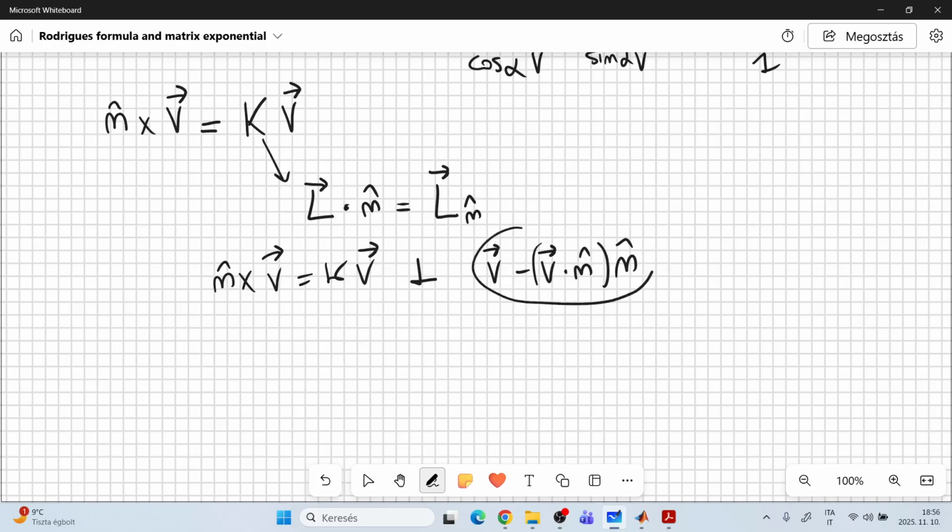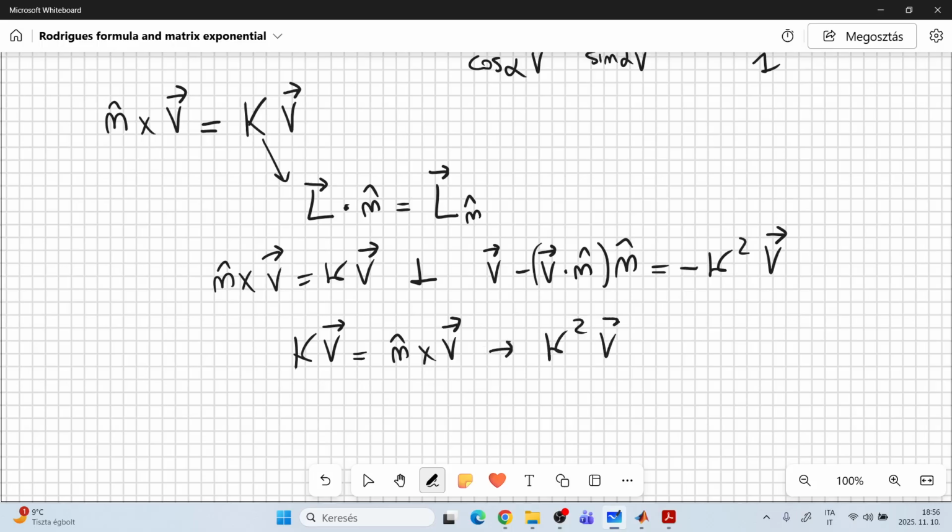And this one here can be written as minus k squared v. And why is that? Well, kv, we know that's equal to n cross v, even if I have not directly proved it. And if we apply another k, we get k squared v, and therefore that's equal to n cross v. So it can be written like this.